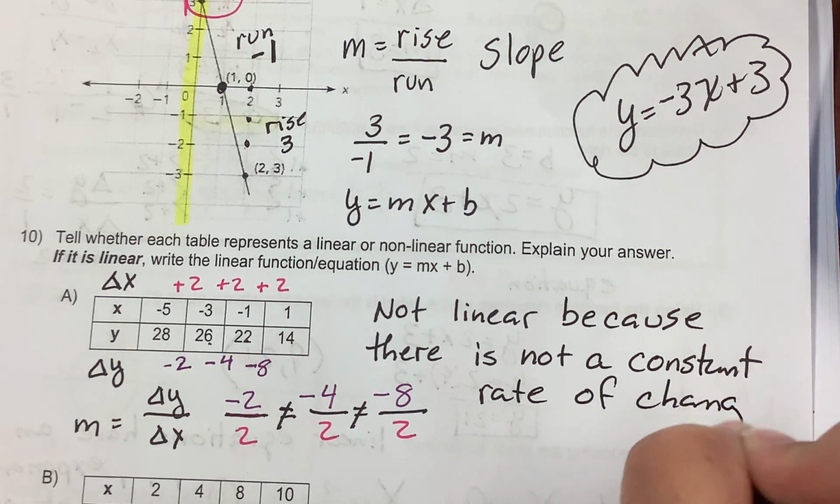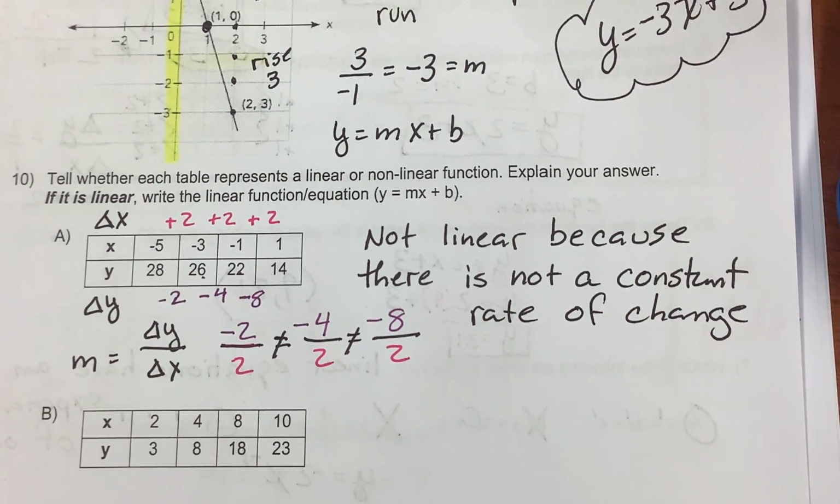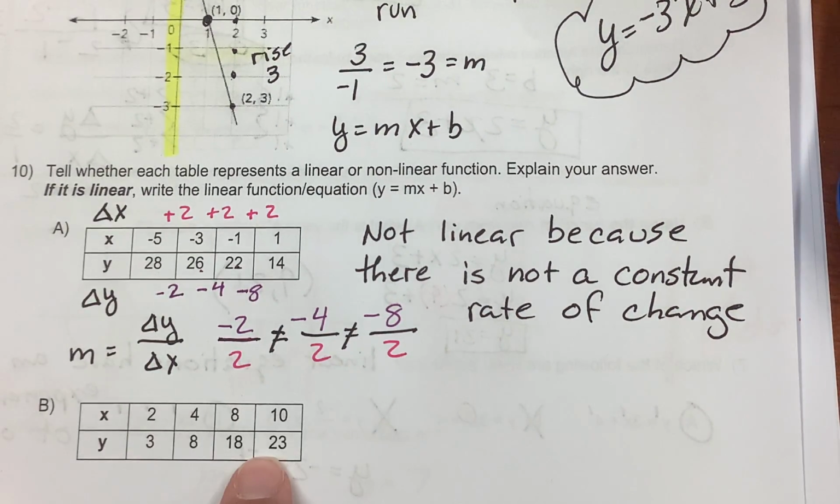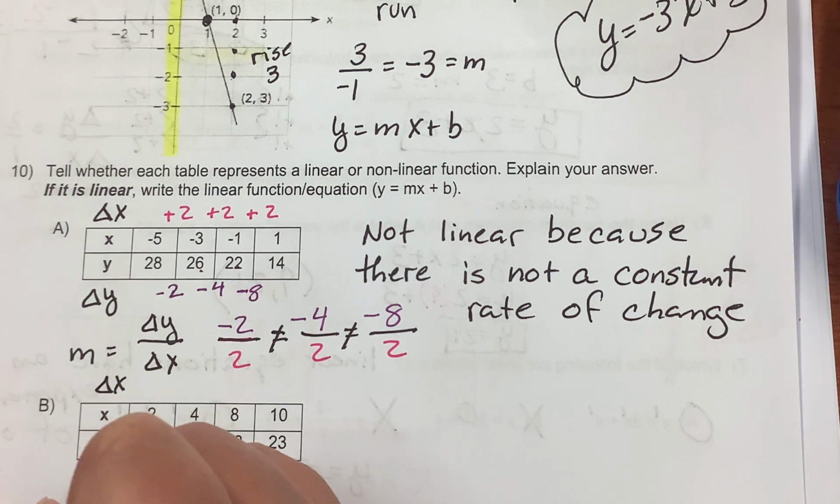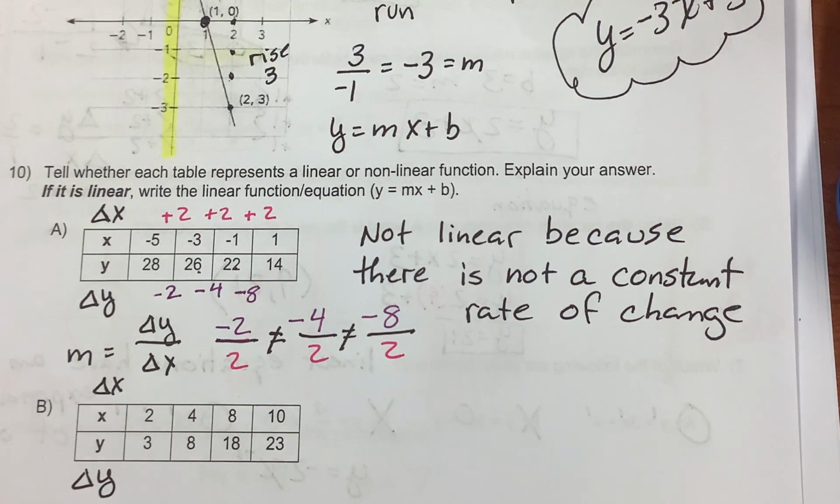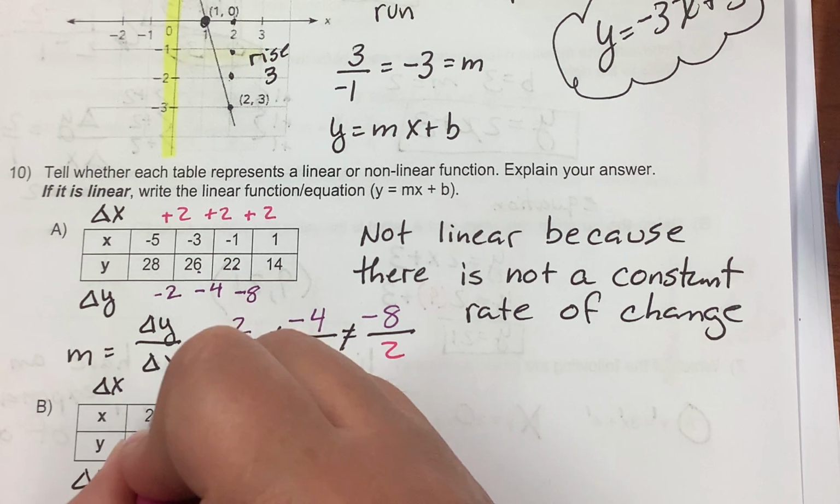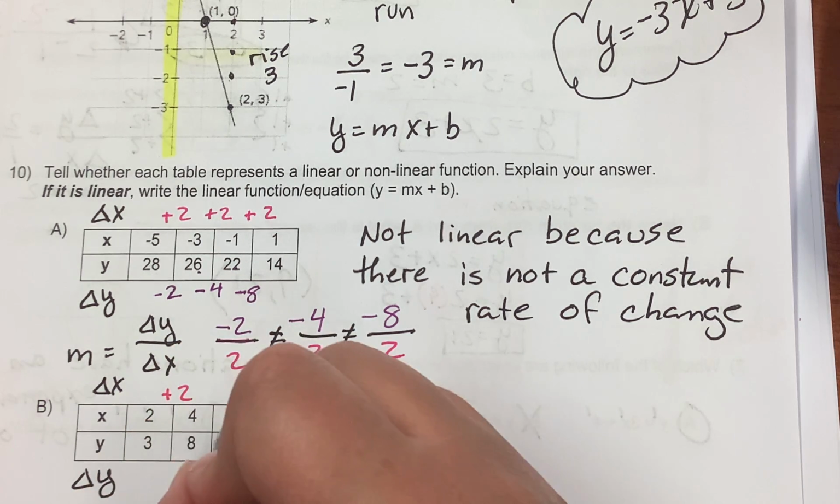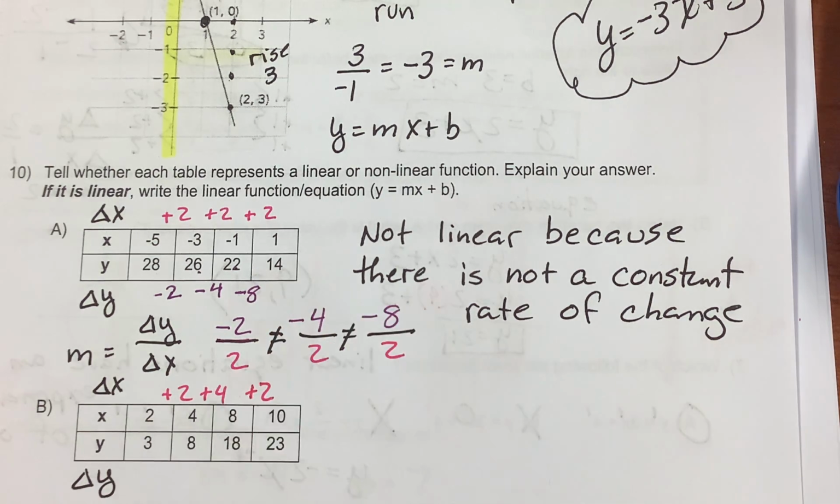And constant just means it stays the same. So it's not a constant rate of change, it's not staying the same. So now, let's take a look down here for some delta x and delta y, and I'm going to look for my slope, which is the change in y over the change in x, and we'll do the x values first this time. To get from 2 to 4, add 2. From 4 to 8, add 4. From 8 to 10, add 2. Not looking good, but not bad.